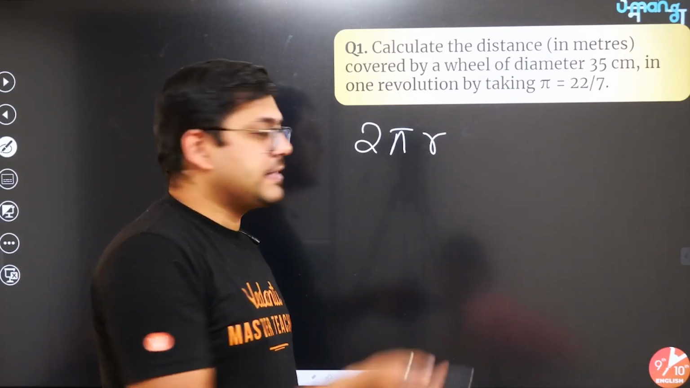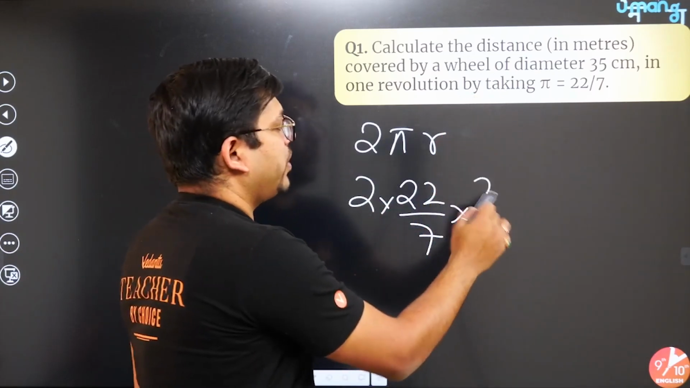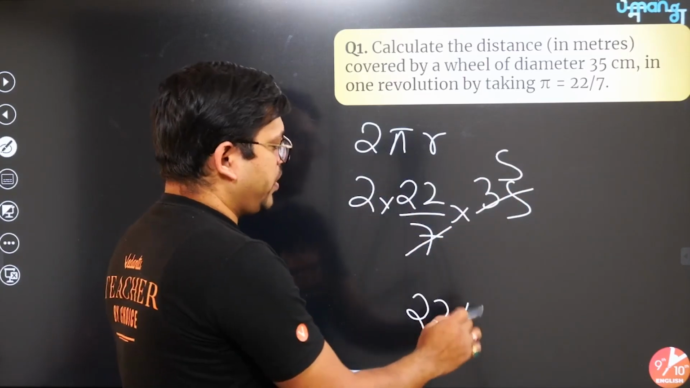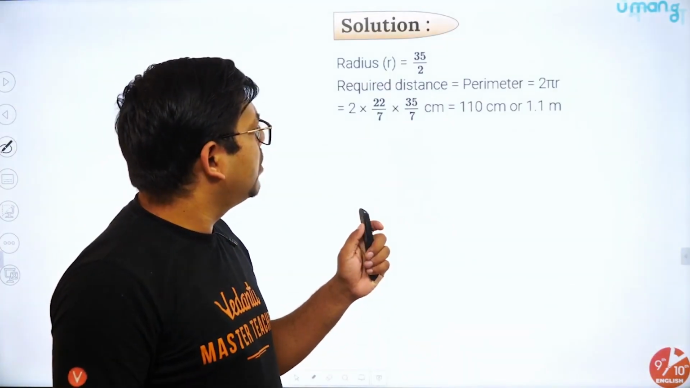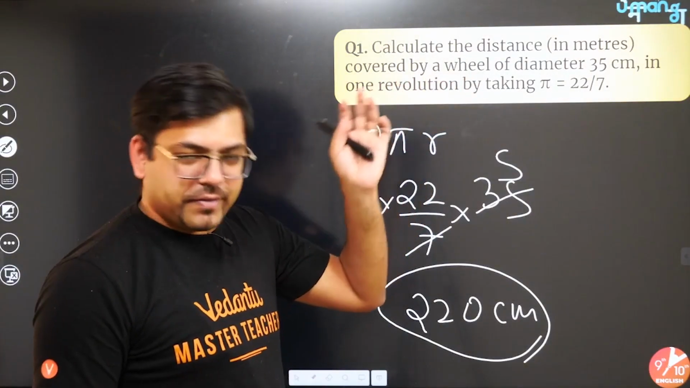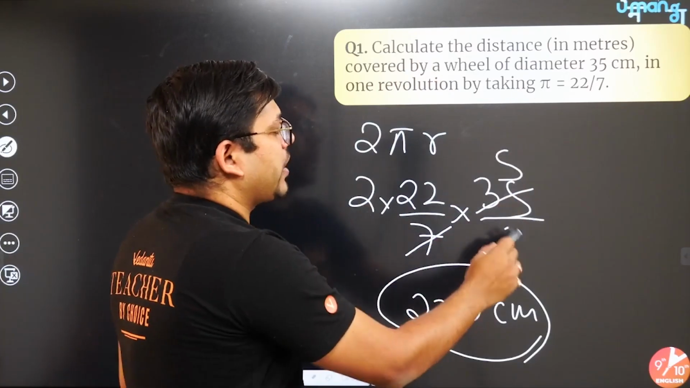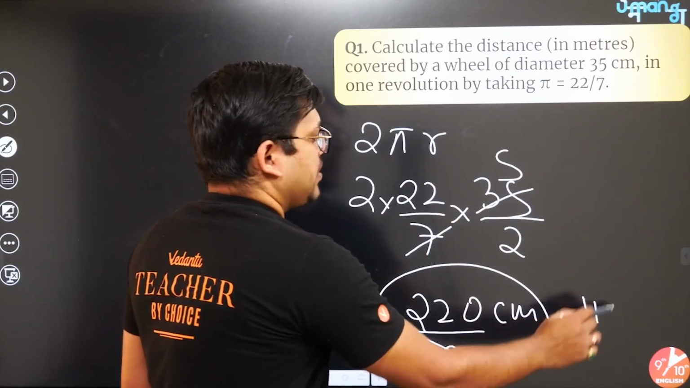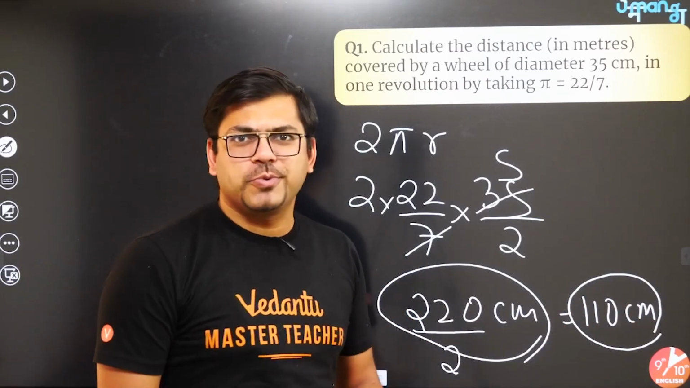Now in this 2 pi r distance, if you calculate 2, pi is given as 22/7, radius is 35 centimeters, 7 will cancel 5 times. 220 should be the answer, 220 centimeter. Oh, very sorry, diameter was 35, I missed it, I took radius as 35. So if diameter is 35, radius will be this upon 2. So 220/2, the answer would be 110 centimeter. That's it, super easy.